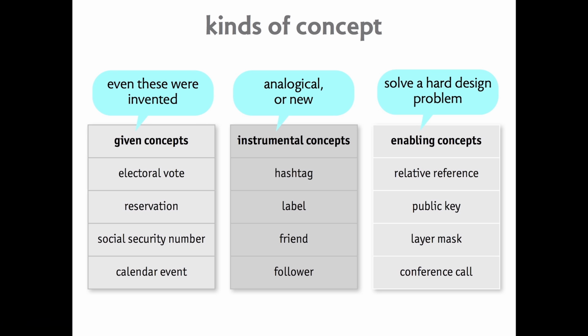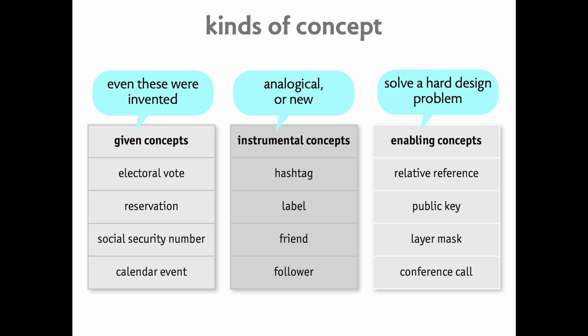And most concepts have that flavor. The notion of a social security number was invented in 1936 in the American government, and so on. There are what I call instrumental concepts, which in an application aren't just used because they exist out there in the world, but are used because they're very important to the function of the app, like the notion of a hashtag in Twitter or a label in Gmail. And then there are what I call enabling concepts. The enabling concepts are the ones that are so important, the app just couldn't exist without them.